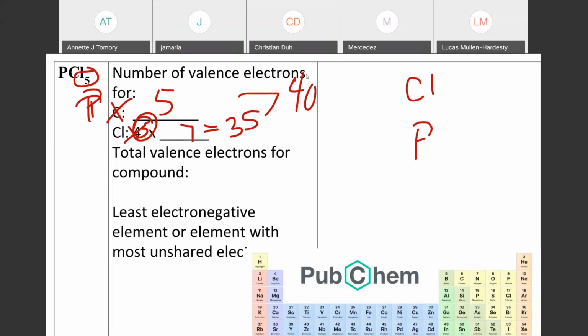Okay, so there's a couple of different ways you can figure that out. One is that there's the less numbers. The official way, if you were ever quizzed on this, is because it's further away from fluorine. It's further away from fluorine.